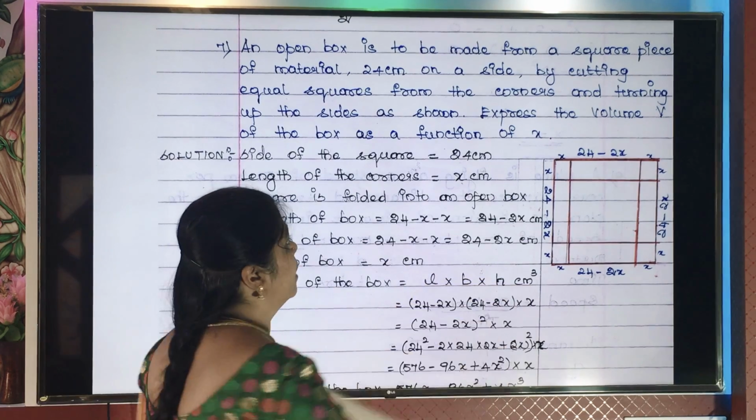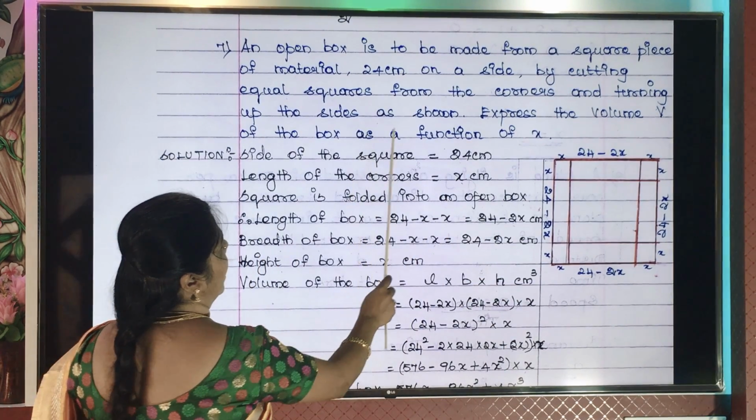Why am I doing like that? I am turning up the sides as shown.